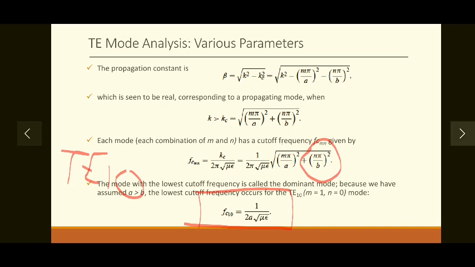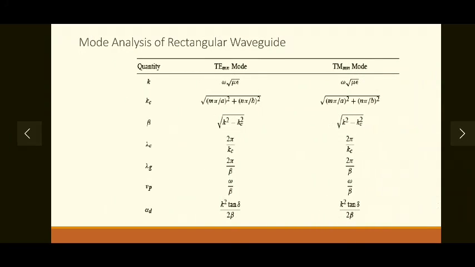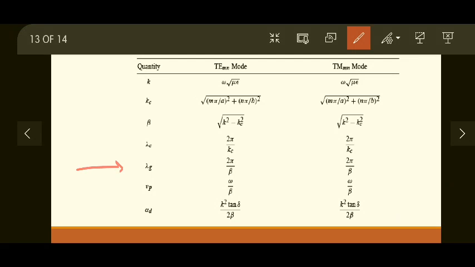Okay, so like this we can find different values. This is the table which gives you the values of different parameters for TE and TM modes. Wave number is given as omega into square root of mu into epsilon. Kc is given by the square root of kx square plus ky square. Propagation constant, then cutoff wave number, then guided wavelength, which is given by the general formula 2 pi by beta, that is the propagation constant. Phase velocity is omega upon beta. Attenuation is given by k square tan delta upon 2 beta.